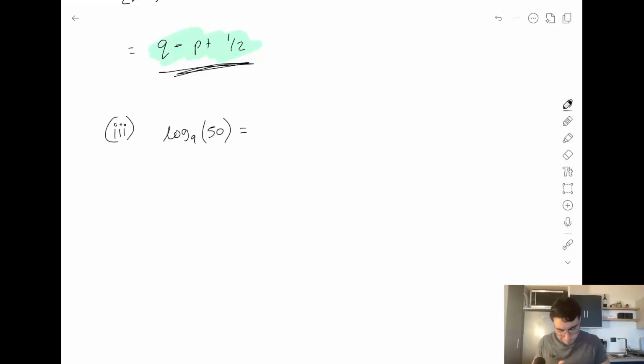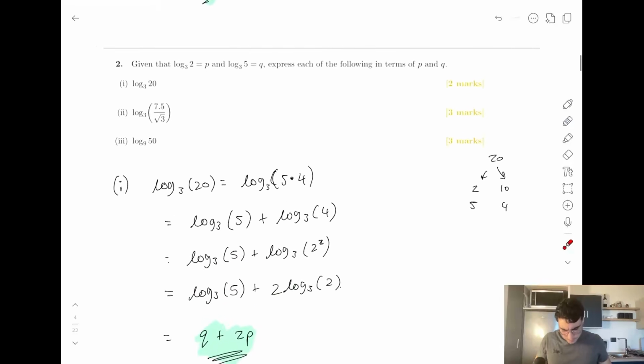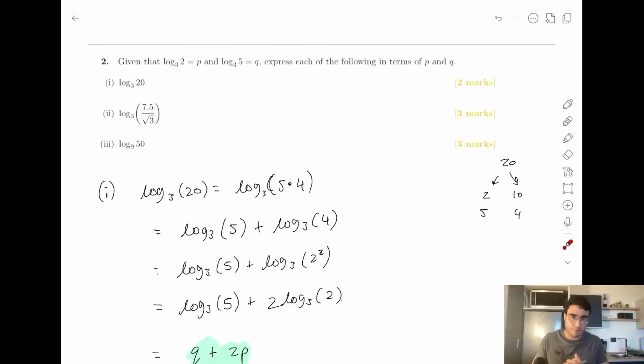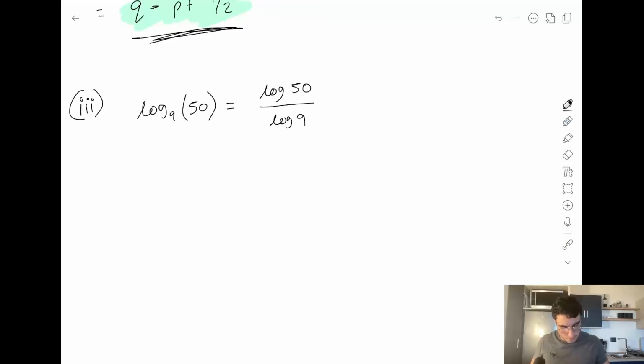What's that going to give me? Log base 9 of 50. Well, that's going to give me a value of log 50 over log 9. Now the question is, what base am I going to pick here? Well, the bases over here are 3, so I might as well keep it 3, even though technically speaking I could use any other base. So let's keep it 3.